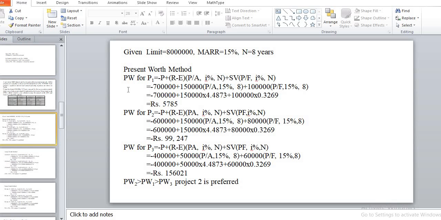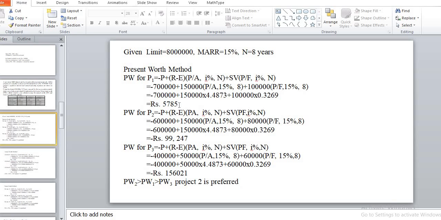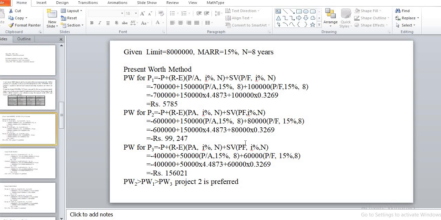R minus E is 1,50,000. R minus E, revenue minus expenses, 4 lakh minus 2,50,000, so it becomes 1,50,000 into P by A factor. Again, the interest rate is nothing but the MIRR value. Time period is the lifespan of that particular project, 8 years. Again, salvage value is a market value, 1 lakh given here.